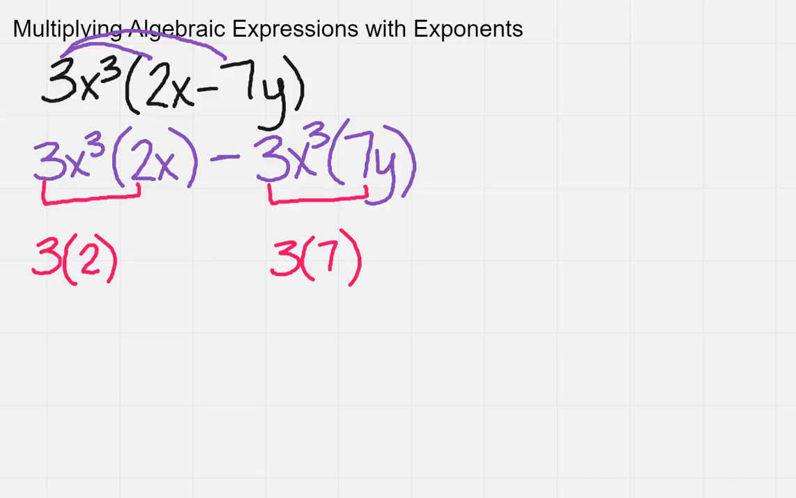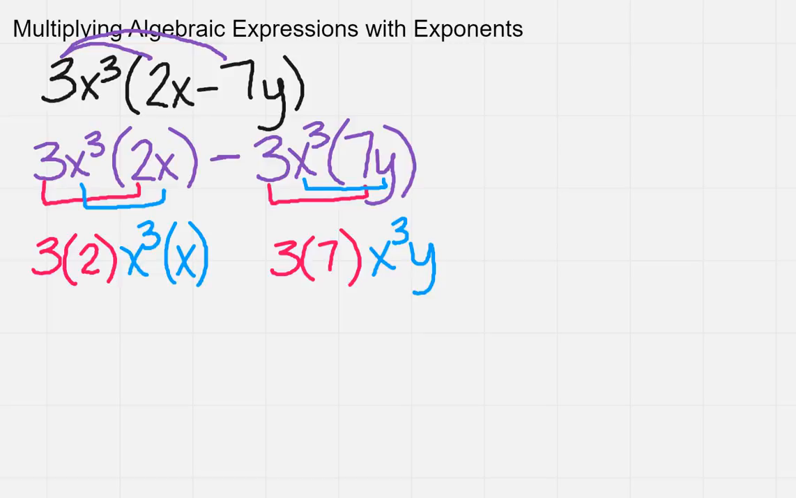And so when I look at the letters, I notice here I have an x and an x. So I'm going to be able to combine those. So it's going to give me an x cubed times an x. Now over here I've got an x and a y. So those are different. So it's just going to be x to the 3 times y.